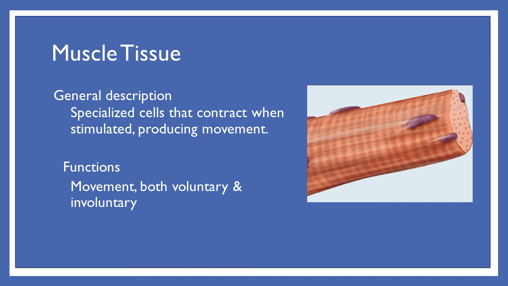The next tissue is muscle tissue. Muscle tissue is going to be specialized cells that contract when stimulated, producing movement. The function is movement, both voluntary and involuntary.